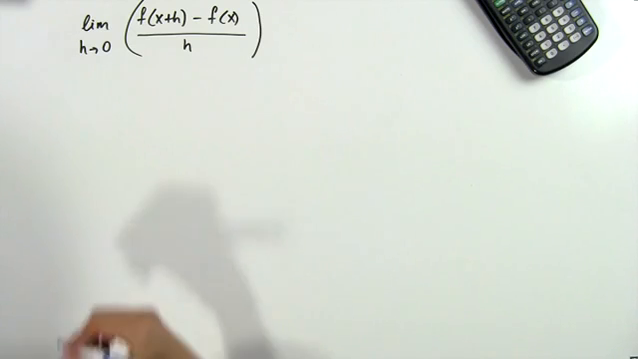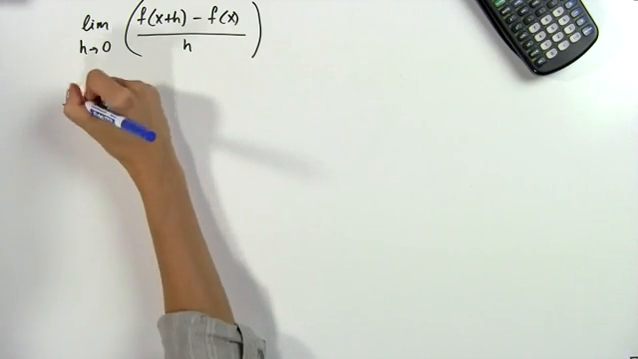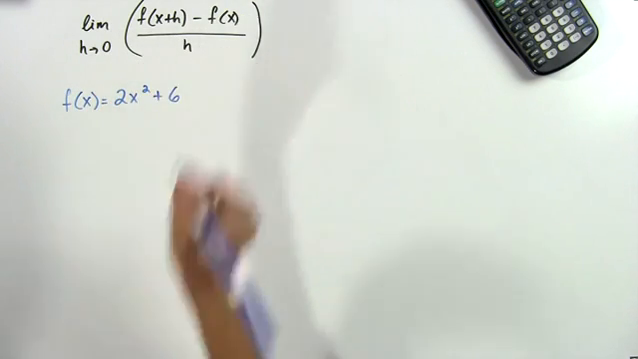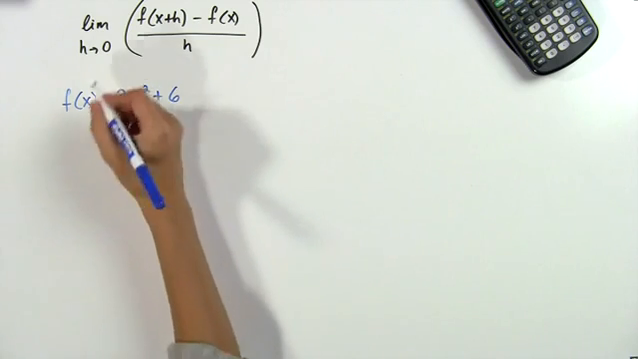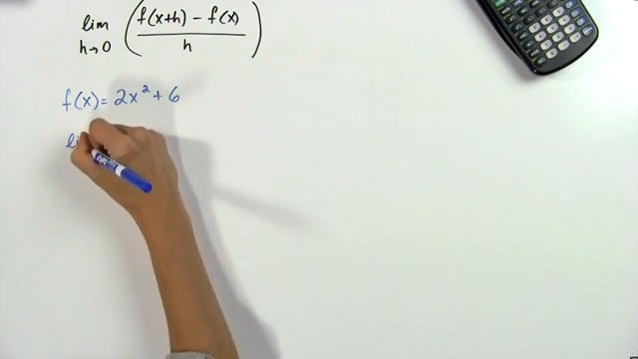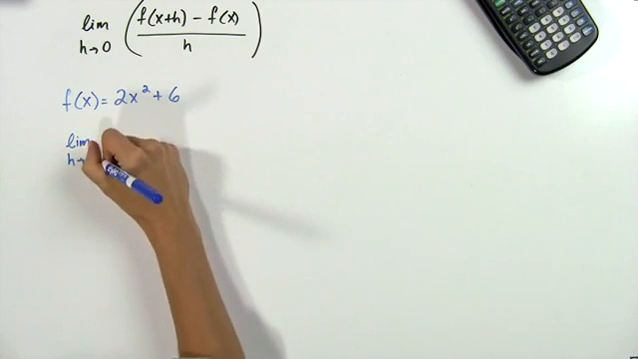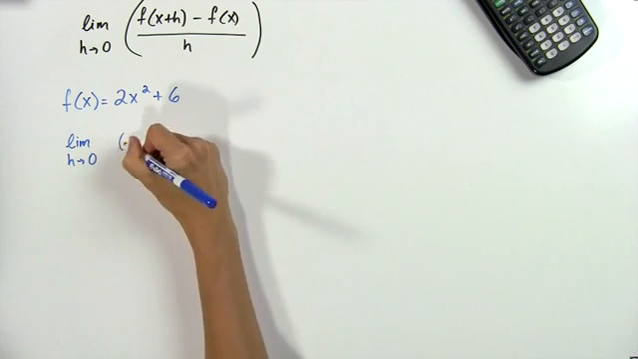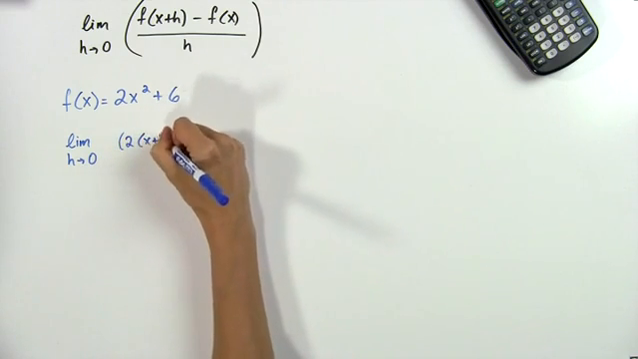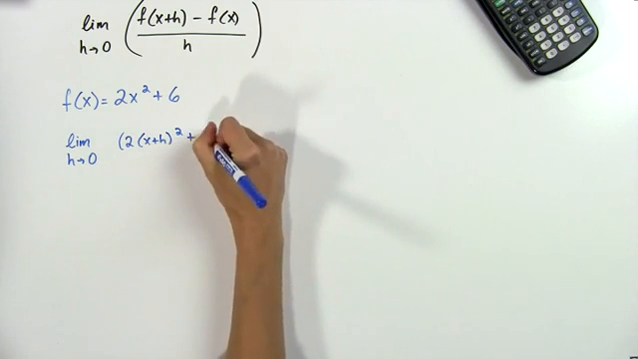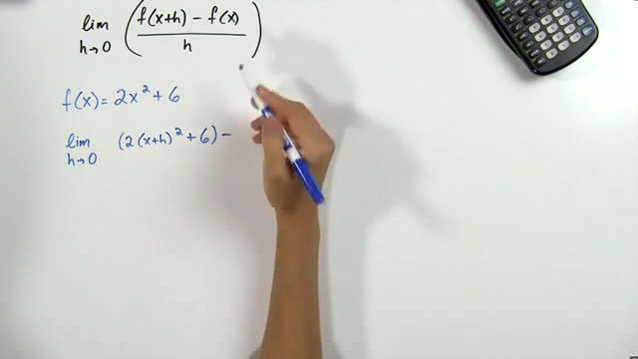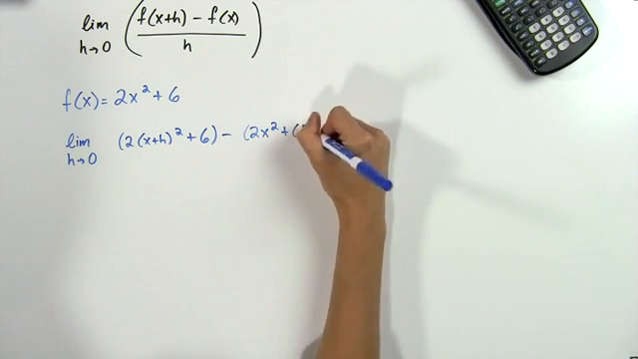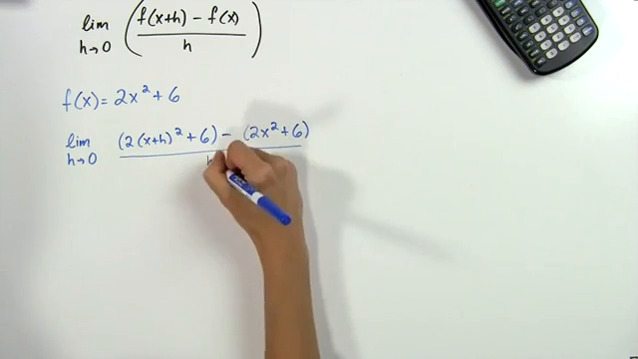Suppose we need to find the slope of a tangent line at a point x on the function 2x squared plus 6. We begin by writing our limit definition again and filling in the functions as we go. So we have the limit as h tends to 0 of f(x + h). So here we'll have 2(x + h) squared plus 6 minus f(x), so this is just 2x squared plus 6, all divided by h.